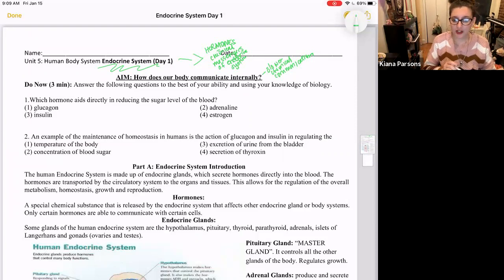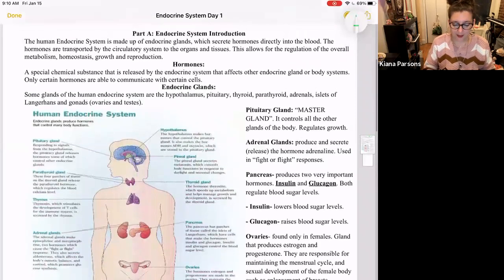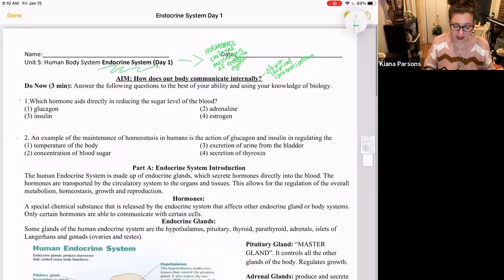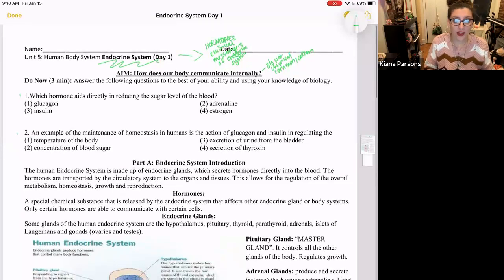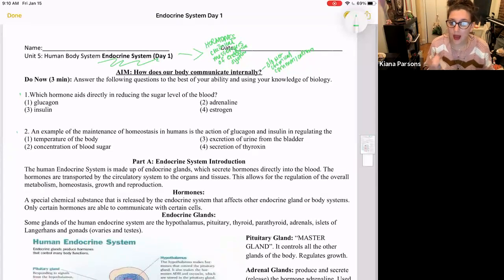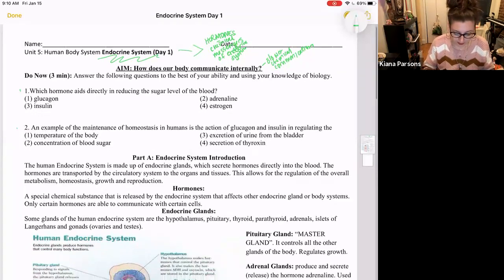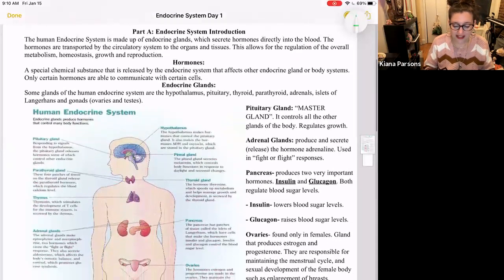Now, these first two questions are not about anything we've covered yet, but after we read this, we should be able to go back and answer those questions. So let's skip 1 and 2. You may be able to guess already, but let's skip 1 and 2 and let's go on to part A. And we'll go back up to those at the top, all right? So today's aim is how does our body communicate internally? And today's communication is all about the endocrine system and that slow chemical communication contrasted with the quick communication of the nervous system. So Part A, Endocrine System Introduction.